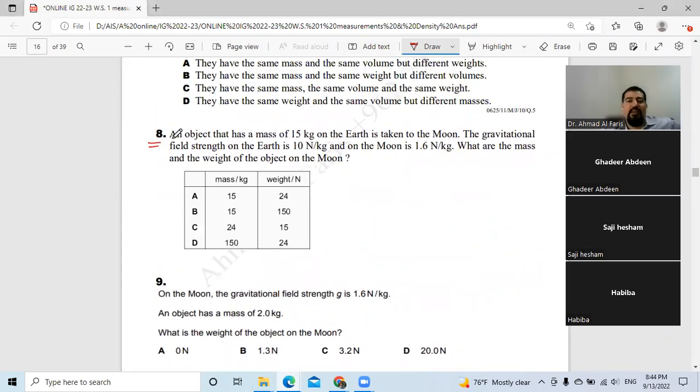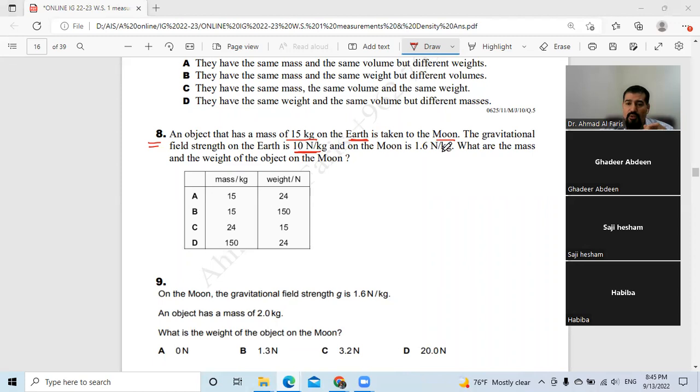What do we have here? An object of mass 15 kilograms on Earth is taken to the Moon. Does the mass change when you take the 15 kilograms from Earth to the Moon? Tell me yes or no. Bravo, all of you said no. So the mass remains constant. Only the weight changes. The gravitational field strength on Earth, they tell us, is 10, not 9.8. So I will use this value, 10 Newton per kilogram.